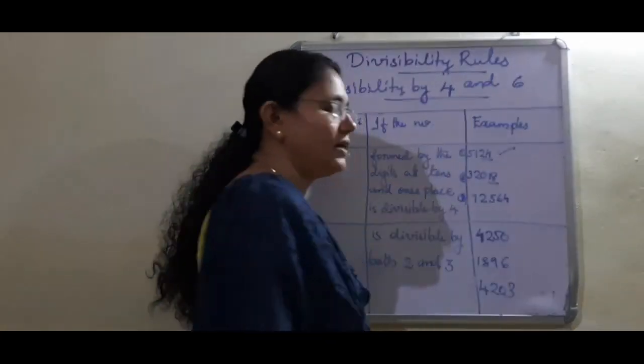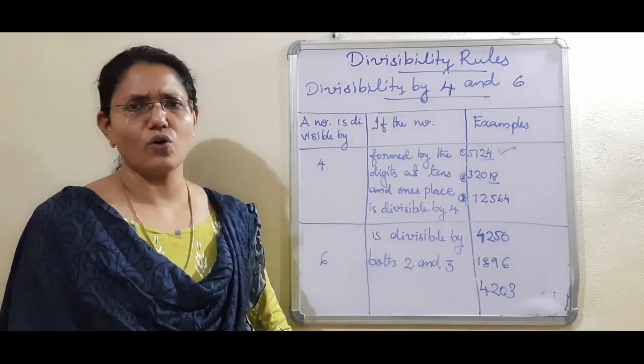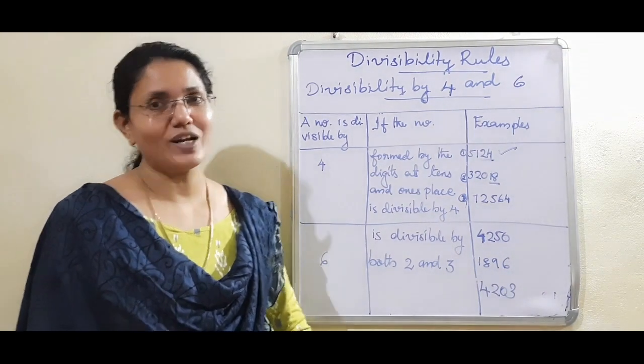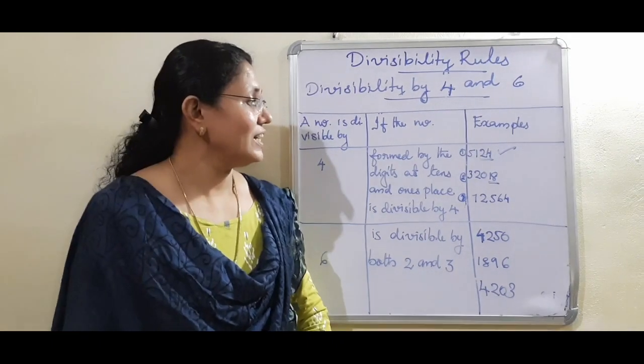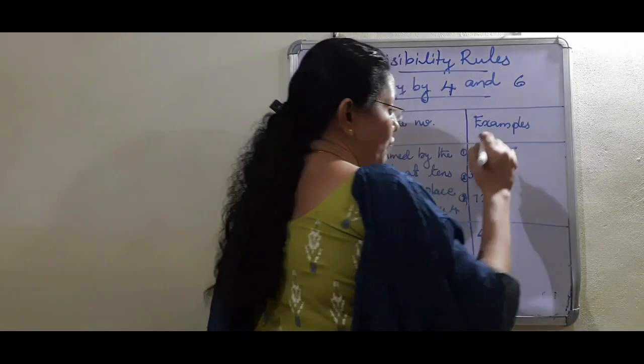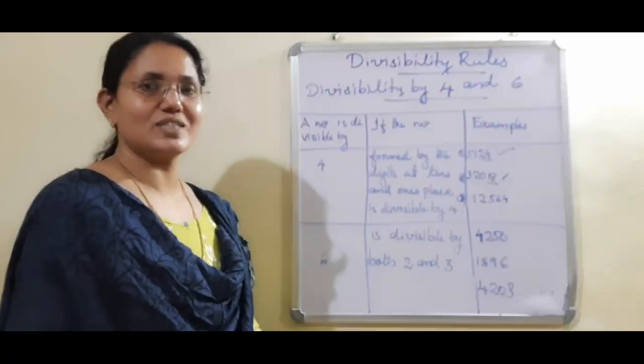32,018. Now you look here. 18 is divisible by 4 or not? It is not divisible. In the multiplication table of 4, 18 is not there. Therefore 32,018 is not divisible by 4. Okay. Next question.